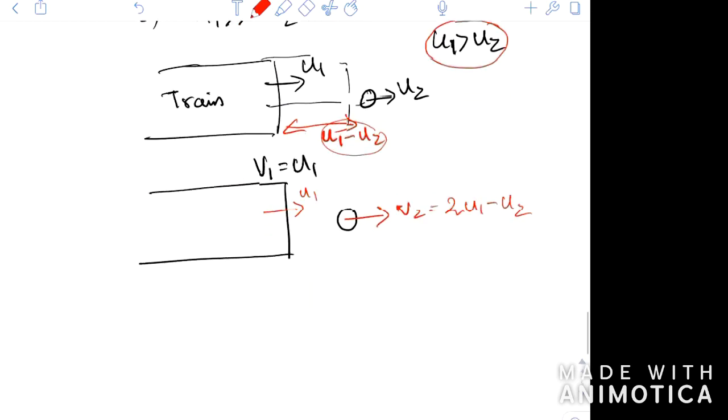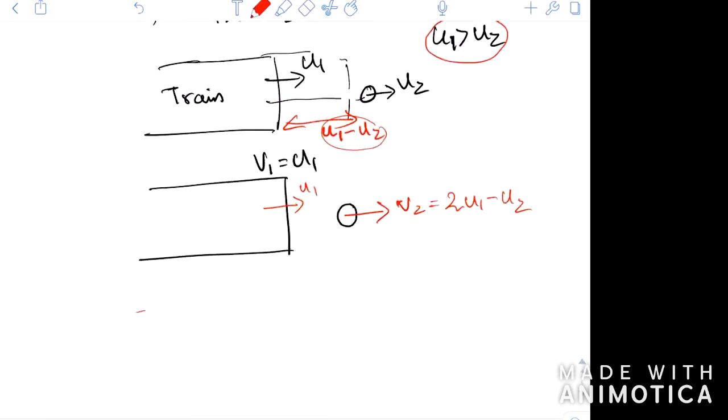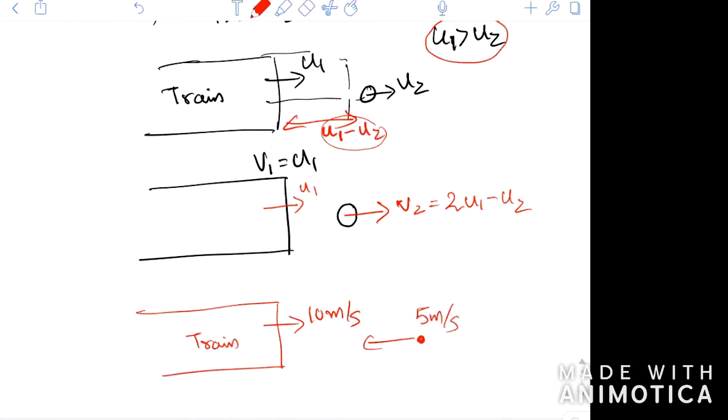Now let's take a numerical example. For example, the train is going in this direction with a speed of 10 meter per second, and a ball is coming towards it with a speed of 5 meter per second. So the velocity of approach is 15 meter per second.